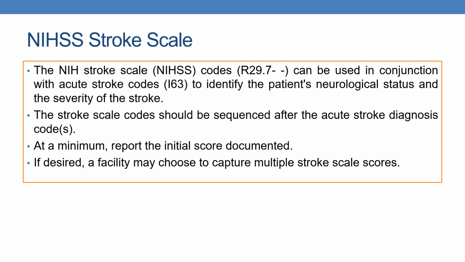Now coming to the final guideline, NIHSS, that is NIH stroke scale, which comes under the category R29.7. They are further expandable, and can be used in conjunction with acute stroke codes, which come under the category I63, to identify the patient's neurological status and severity of the stroke. And the stroke scale code should be sequenced after the acute stroke code diagnosis. At a minimum, report the initial score documented. If desired, a facility may choose to capture multiple stroke scale scores.